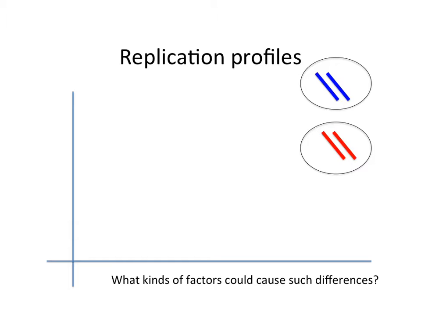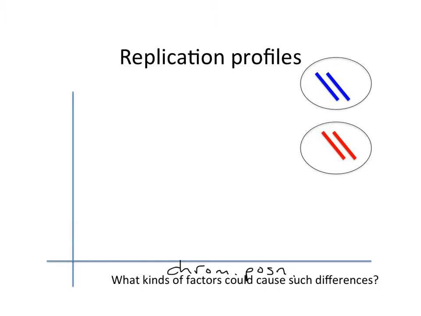So, getting close to the end. These are the types of graphs you're going to see pretty much exclusively in this paper. A replication profile. On the x-axis, we're going to have, just like that previous figure with the deep sequencing, chromosome position. One end of the chromosome on the left, the other end of the chromosome on the right. So imagine the chromosome sequence on the x-axis.